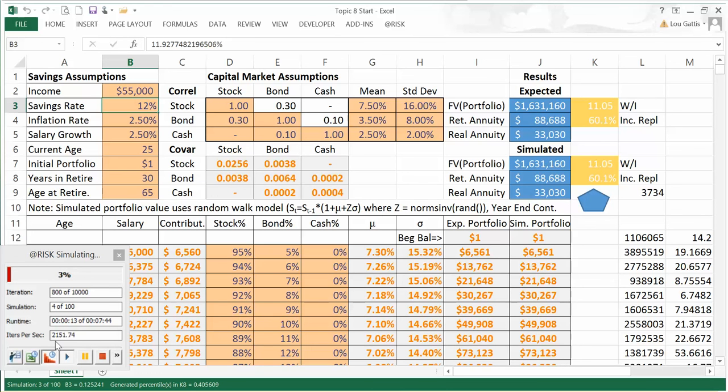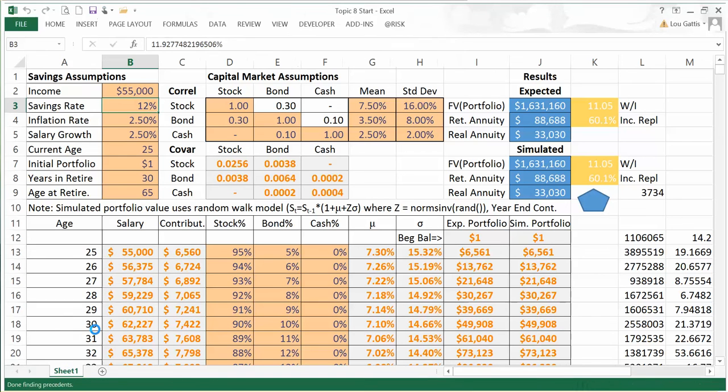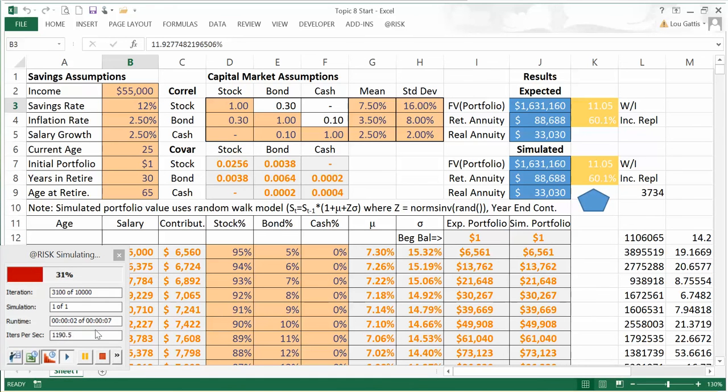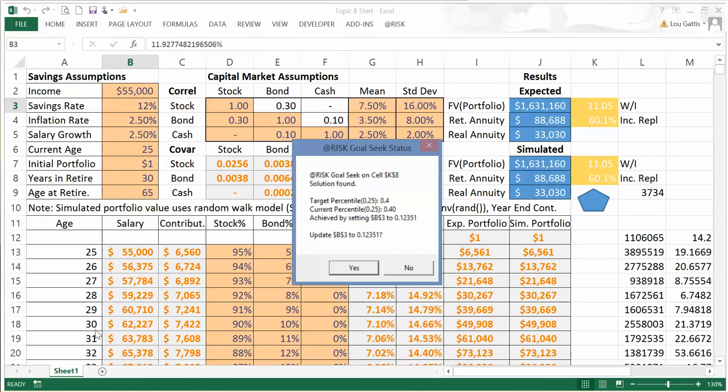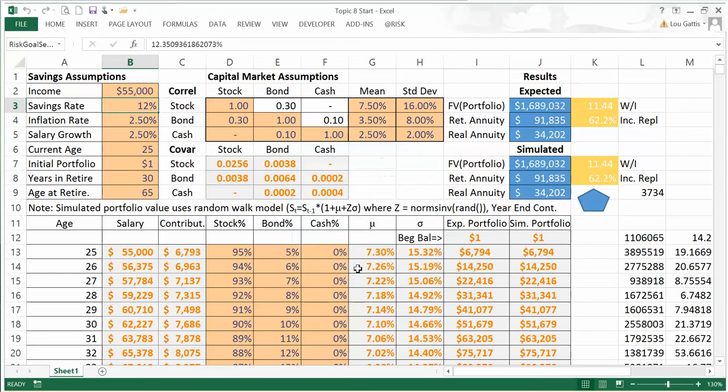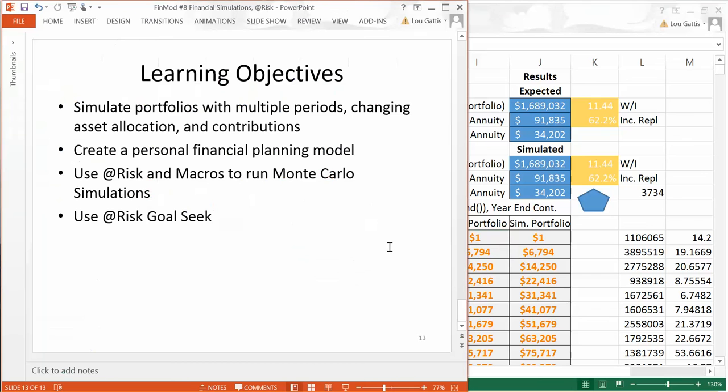You see down here it's doing 2,000 iterations per second. And it looks like that answer is also about 12%. Alright, so that's using @risk to do a Goal Seek or a Solver.